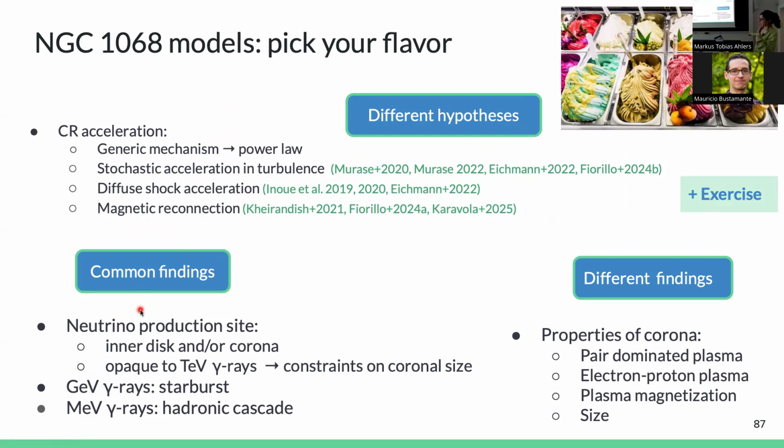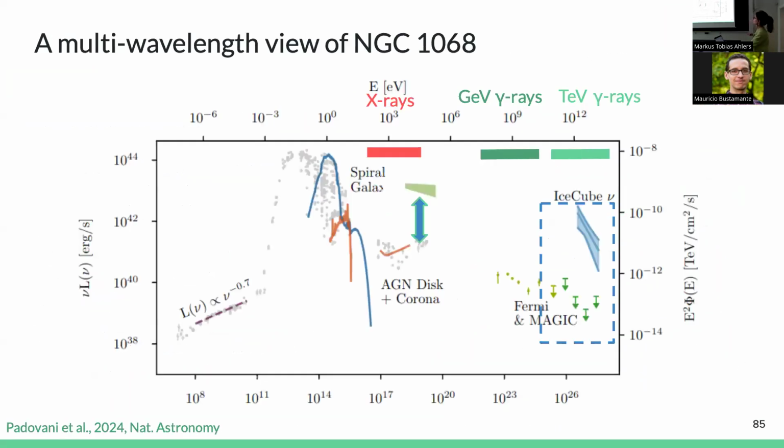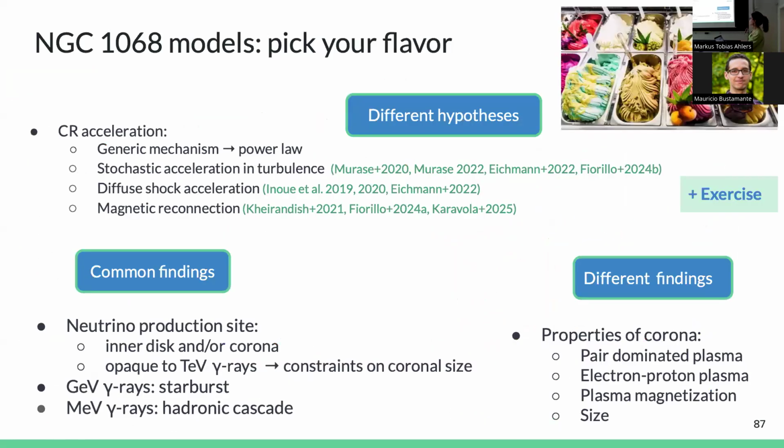Common findings, as I said: the corona is compact. It has a small size. It is opaque to gamma rays. The GeV gamma rays that you see here are not coming from the same region as the neutrinos. So these must have another origin, most likely leptonic, because of the starburst character of this AGN. You can ask me more about that later.